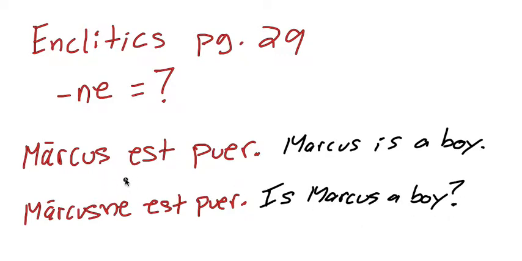Okay, so that's basically how the enclitic ne works. So you stick the ne on the end of the first word, and it turns a statement into a question. Okay, the second enclitic that we have learned in this chapter is the enclitic que. And the enclitic que means and.